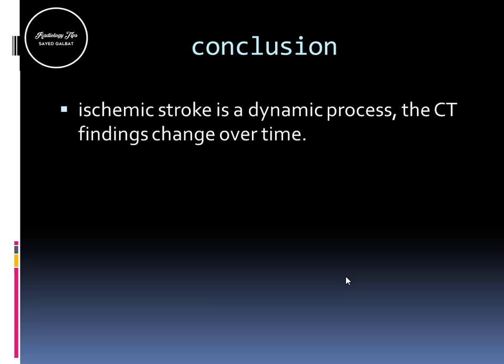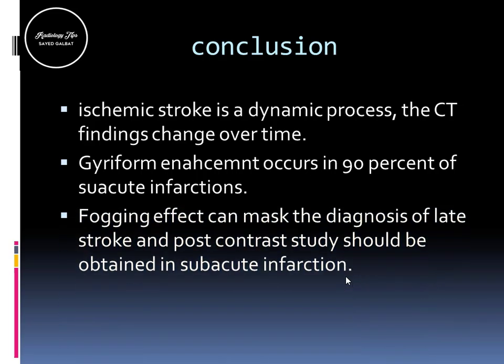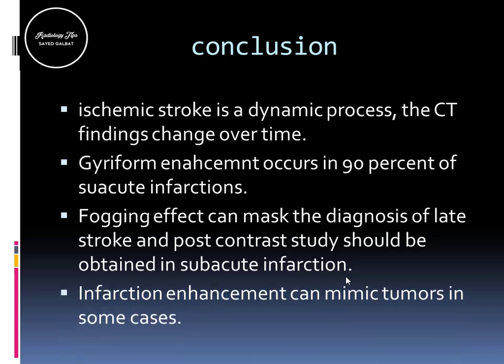To conclude, ischemic stroke, as I said, is a dynamic process, so you will expect some changes with CT over time. It's not always the same image. Gyriform enhancement occurs in 90% of the subacute infarctions. This is the only phase you expect to see an enhancement in the infarction. Fogging effect can mask the diagnosis of late stroke, and post-contrast is the solution in these cases. Infarction enhancement can mimic tumors in some cases, so don't be tricked by the enhancement.